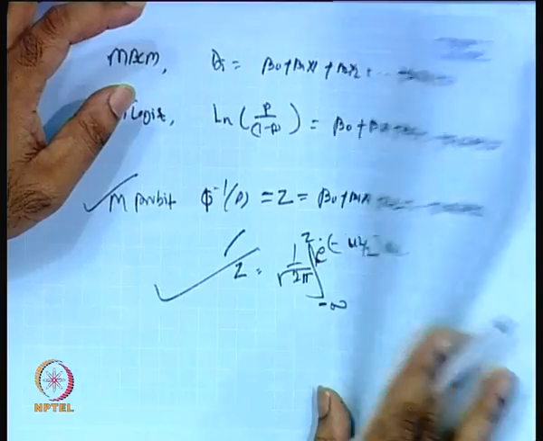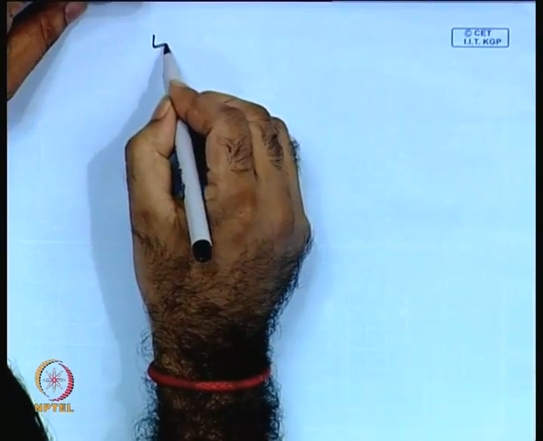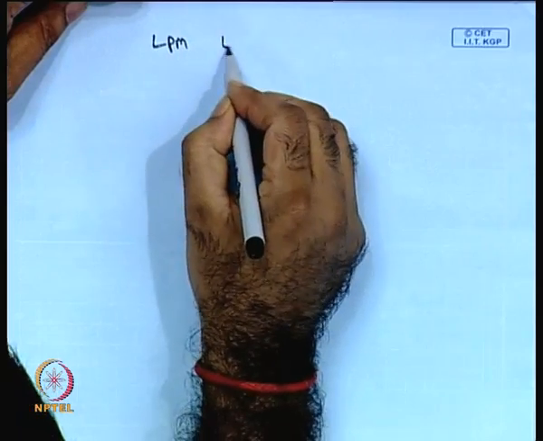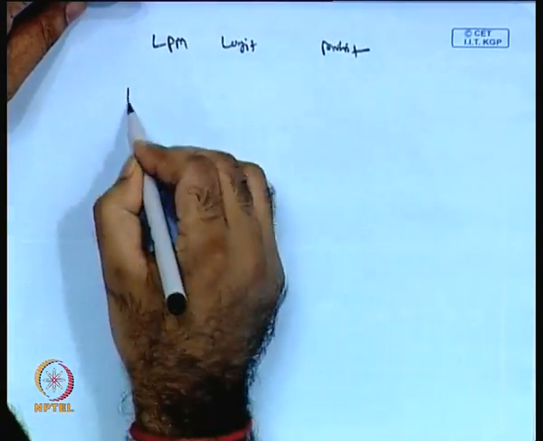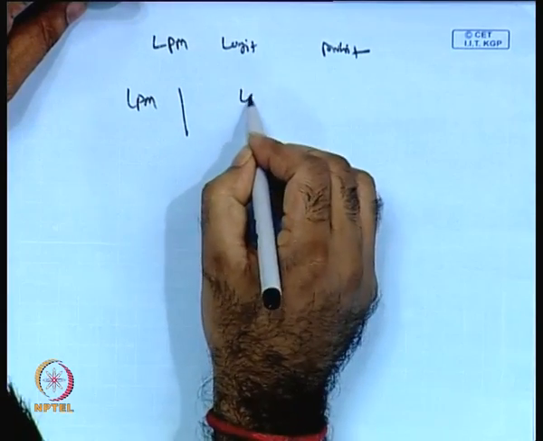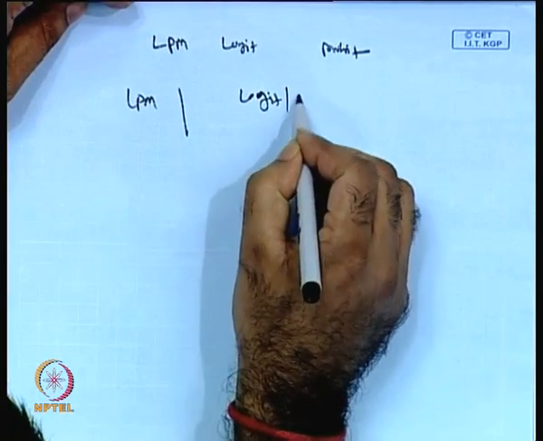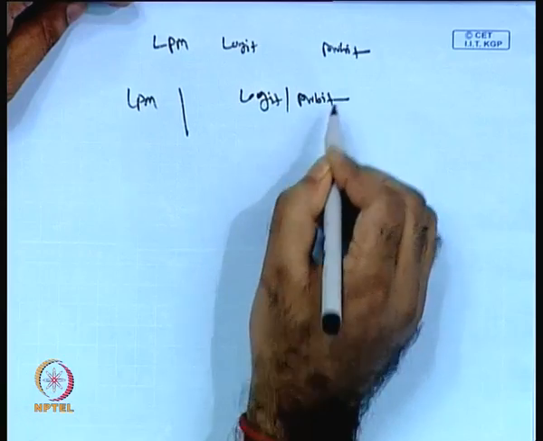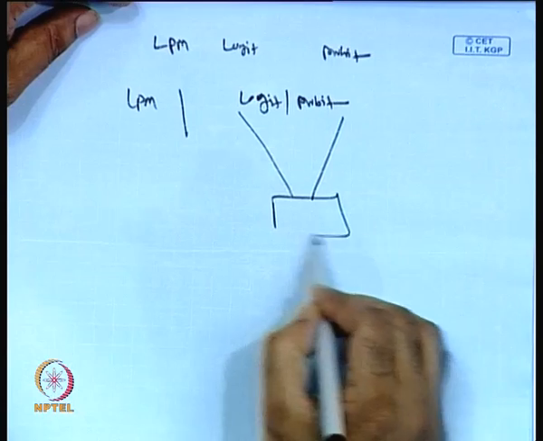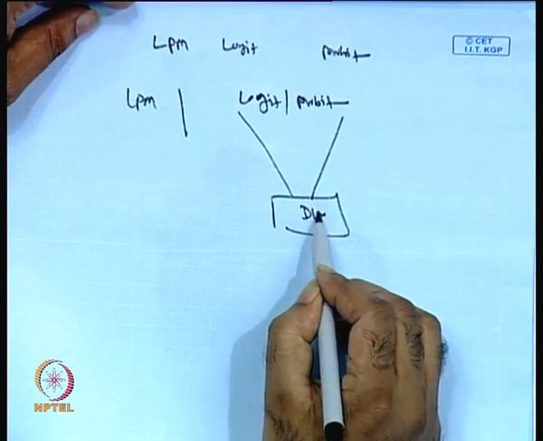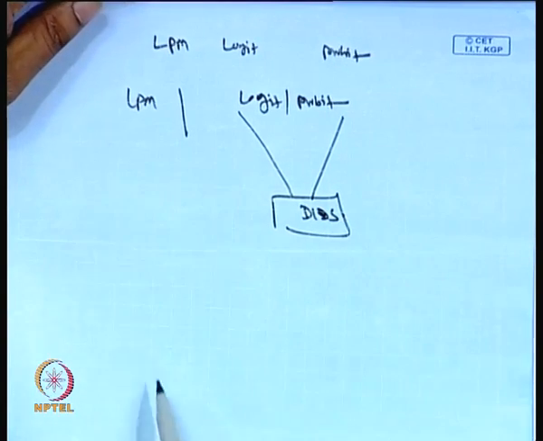So, what do we have to do? Out of the three models, linear probability model, Logit models and Probit models, the linear probability model is one shape and the logit and probit models are another shape. Now we will see the similarity and dissimilarity between these two.